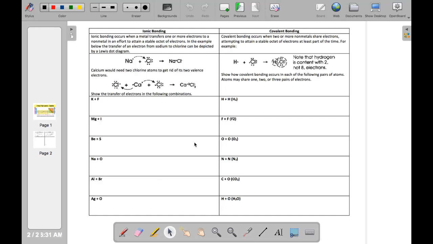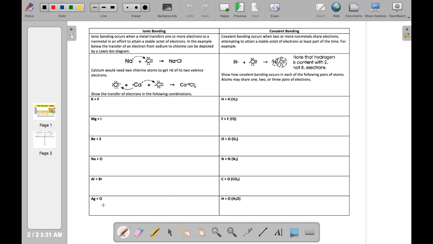Welcome back. So we're continuing our quest to try to figure out Lewis dot diagrams, and we're taking these little baby steps. On this worksheet, what we have to do is draw electron dot diagrams of ionic bonds and covalent bonds. Now to be clear, you're pretty much always going to be drawing Lewis structures of covalent bonds, molecular compounds. But this diagram here is just to illustrate the idea of valence electrons.